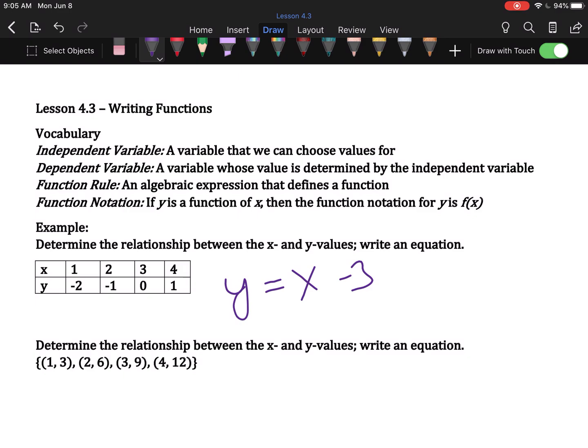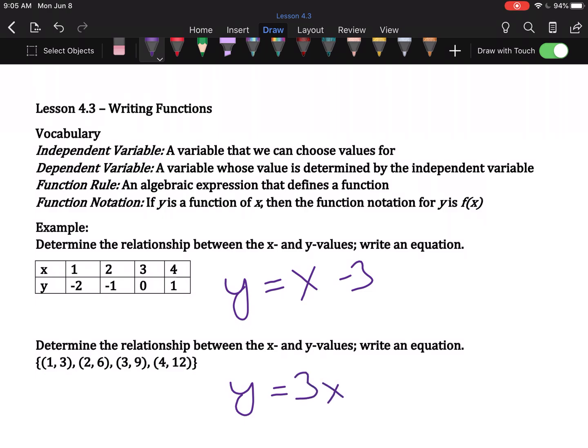You've done this before. Determine the relationship between these values, write an equation. So this time it's an ordered pair. Who cares? The question is, how does 1 turn into 3? Let's say times 3. Does 2 turn into 6 by multiplication with 3? Yes. Does 3 turn into 9 by multiplying by 3? Yes. Does 4 turn into 12 by multiplying by 3? Yes. Well, then that's the rule. Multiply by 3. Y equals 3x.